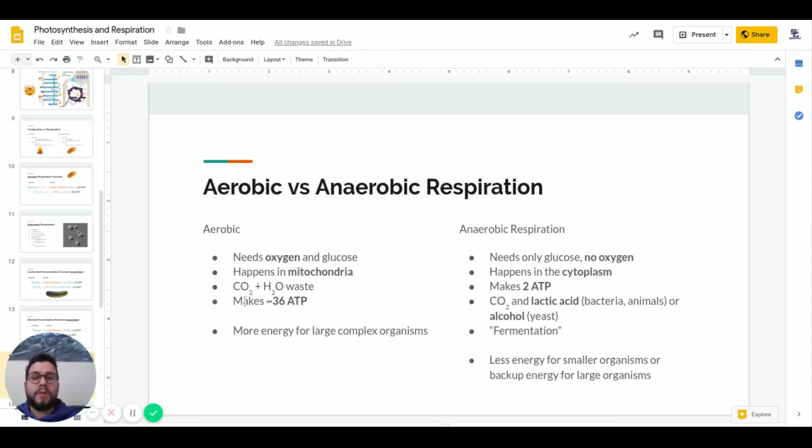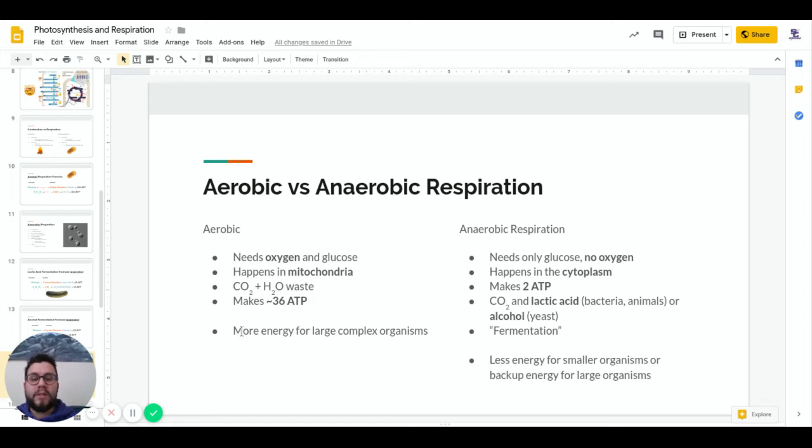Aerobic respiration produces carbon dioxide and water as waste products in order to make these 36 ATP. Anaerobic respiration only makes 2 ATP and produces carbon dioxide, and instead of water, it will make lactic acid if it's a bacteria or an animal cell, and if it's a yeast cell, it will make alcohol. So we call this fermentation.